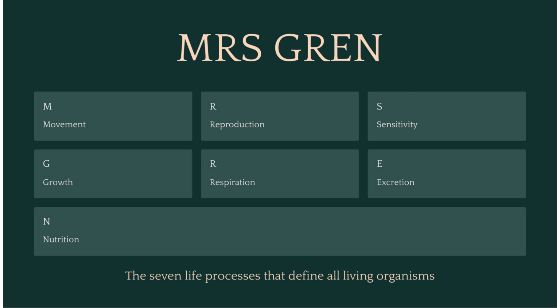M is for movement. R is for reproduction. S is for sensitivity. G is for growth. R is for respiration. E is for excretion. N is for nutrition. These are the 7 life processes that all living things share.